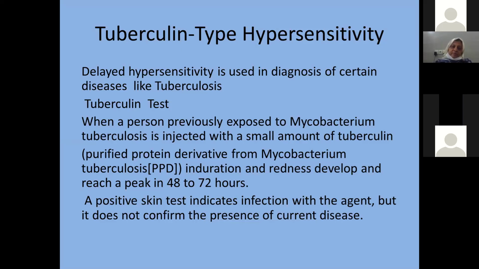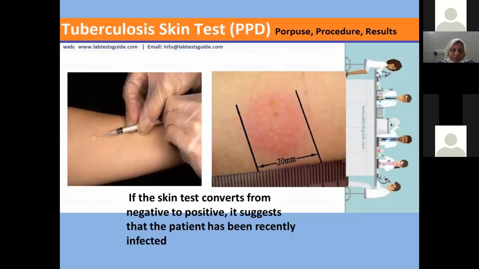So if the person was previously exposed to Mycobacterium tuberculosis protein or had an infection, a positive skin test will indicate induration and redness at the site where the intradermal injection is given. Why? Because it is a reaction against the antigen which was present in the person's blood. So the positive skin test indicates the infection, but it does not confirm whether it is still there or the infection has been cured. So this is the tuberculosis skin test, very important.